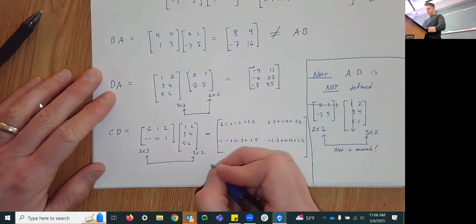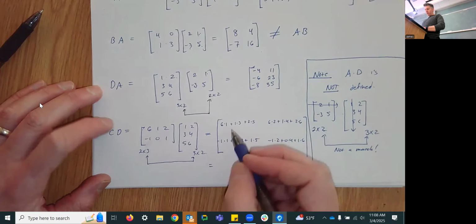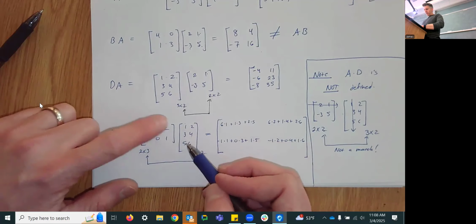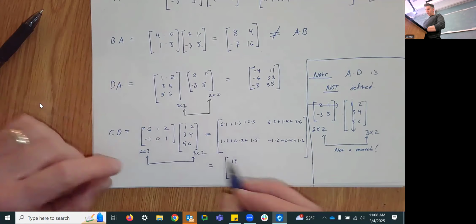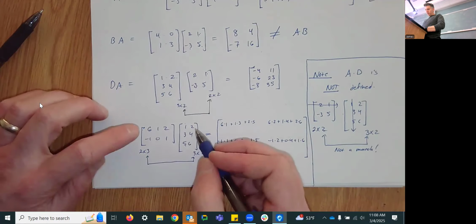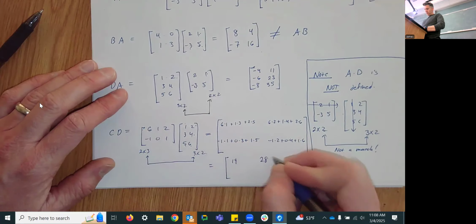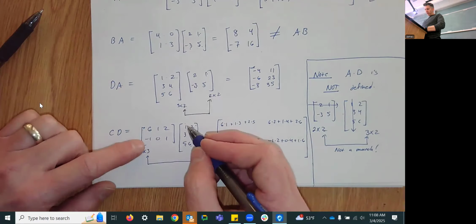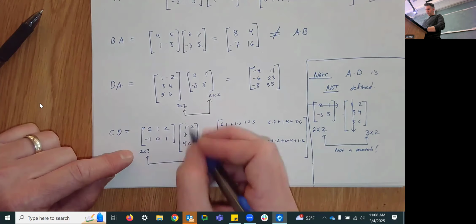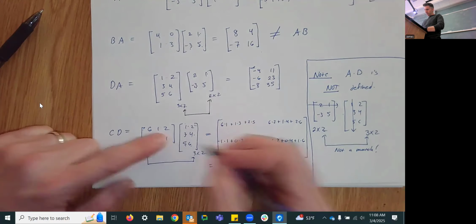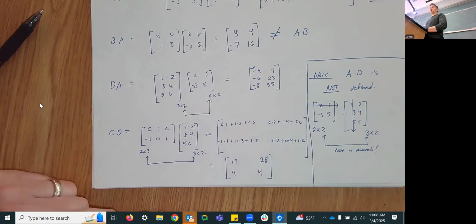Here's how things should be looking. It should be first row dotted with the first column, which is going to be 6 plus 3 plus 10, which is going to be 19. And then first row, second column, 12 plus 4 plus 12, which is 28. Second row, first column, negative 1 plus 0 plus 5. And finally, second row, second column, negative 2 plus 0 plus 6. Those are the resulting matrix, 19, 28, 4.